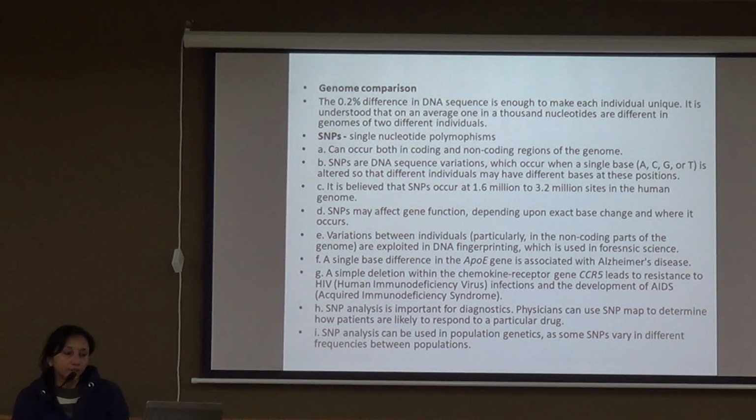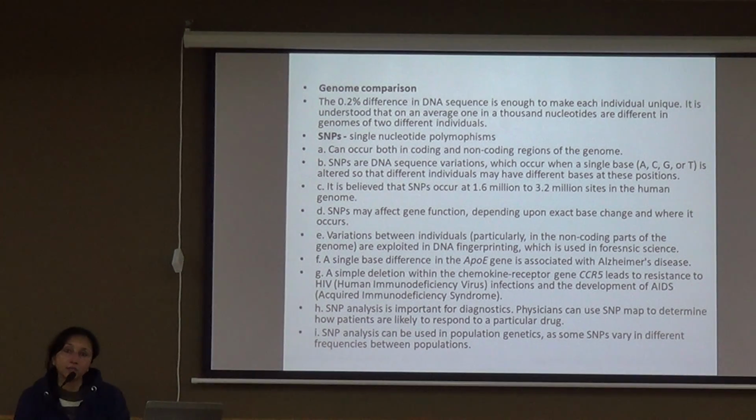A simple deletion within the chemokine receptor gene, that is CCR5, leads to resistance to HIV, that is human immunodeficiency virus infections, and the development of AIDS, that is acquired immunodeficiency syndrome. Again, this is possible only after we sequence the genome. In SNP analysis, it is important. SNP analysis is mainly important for diagnostics purpose.